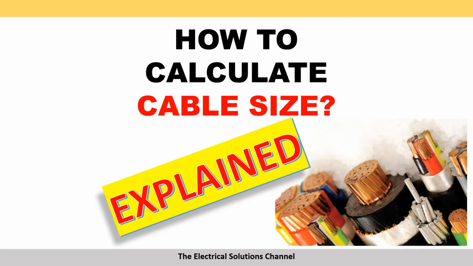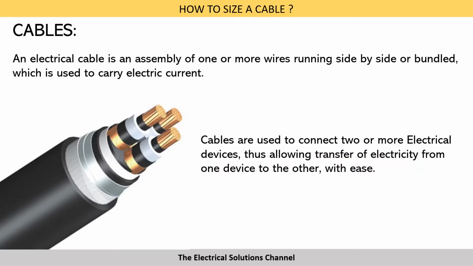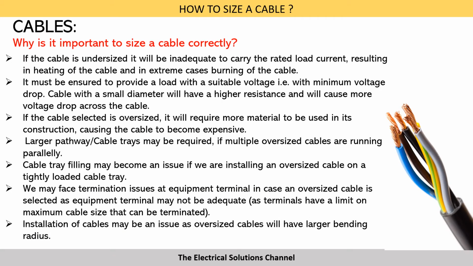By the end of this presentation, you will be able to understand the criteria and steps to be followed for sizing an electrical cable. An electrical cable is an assembly of one or more wires running side by side or bundled, which is used to carry electric current. Cables are used to connect two or more electrical devices, thus allowing transfer of electricity from one device to the other. Let us now first understand why it is important to size the cable correctly.